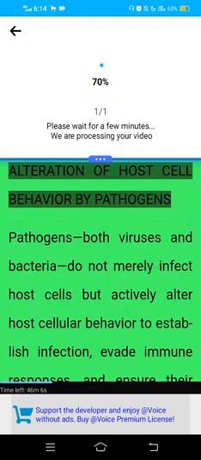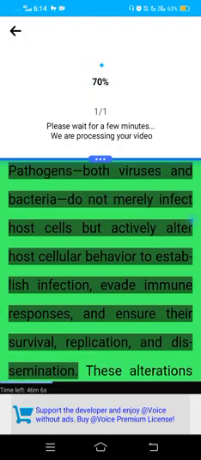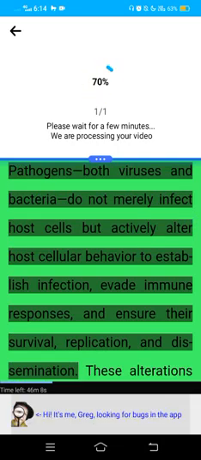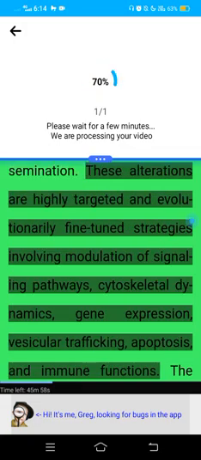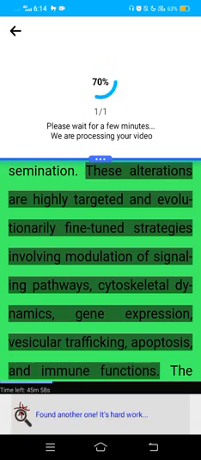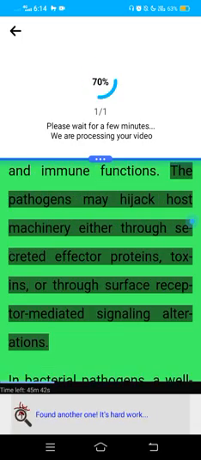Alteration of host cell behavior by pathogens. Pathogens, both viruses and bacteria, do not merely infect host cells but actively alter host cellular behavior to establish infection, evade immune responses, and ensure their survival, replication, and dissemination. These alterations are highly targeted and evolutionarily fine-tuned strategies involving modulation of signaling pathways, cytoskeletal dynamics, gene expression, vesicular trafficking, apoptosis, and immune functions. The pathogens may hijack host machinery either through secreted effector proteins, toxins, or through surface receptor-mediated signaling alterations.